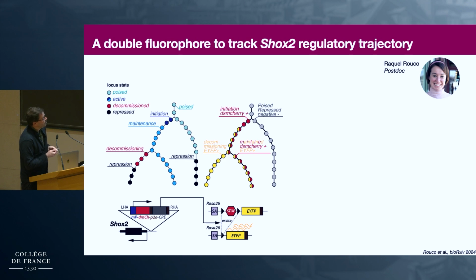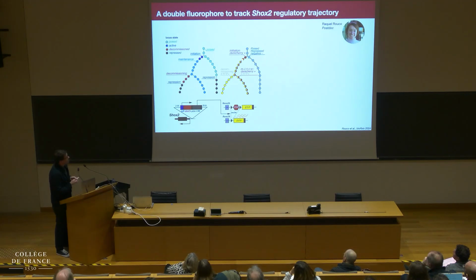Early on, you just have a little bit of red. With time passing, you start to accumulate yellow, so an active cell will be yellow and red. And when the gene is shut down, you will have only yellow, right? And cells that never express SHOX2 will have no color. And this works quite well.